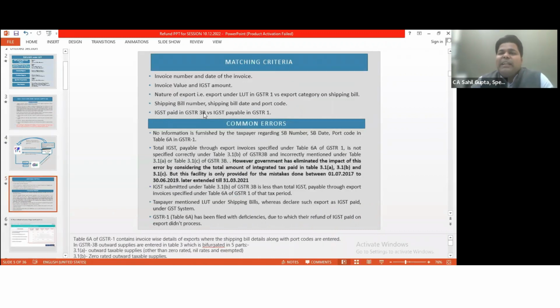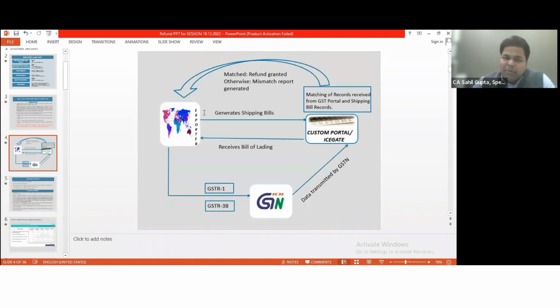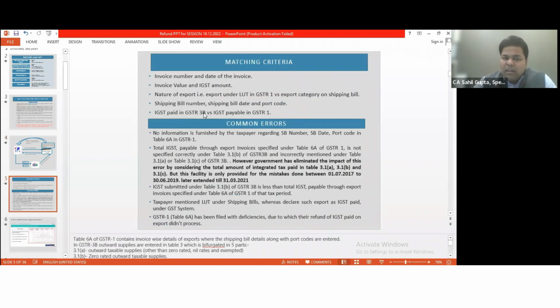This is a matching criteria, in the case of what we have discussed in this slide, which the customs portal ICEGATE and artificial intelligence are doing. Invoice number and date of invoice should match with the shipping bill number. Invoice value and IGST amount will match with the shipping bill details. And in the given case, if the value mentioned in the shipping bill or in the GSTR 1 is lower, or lower taxes have been paid, then the lower amount will be refunded, not the higher amount.